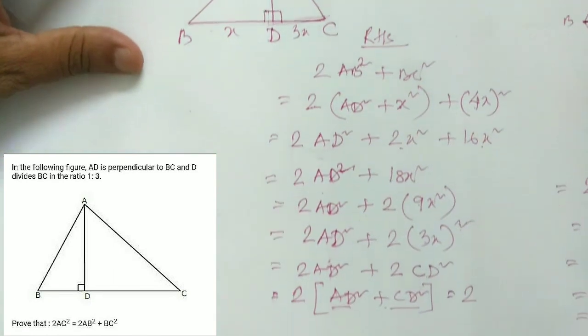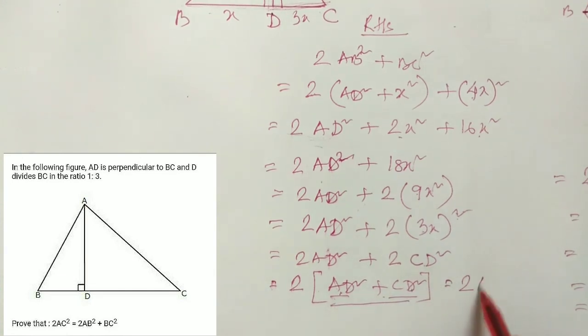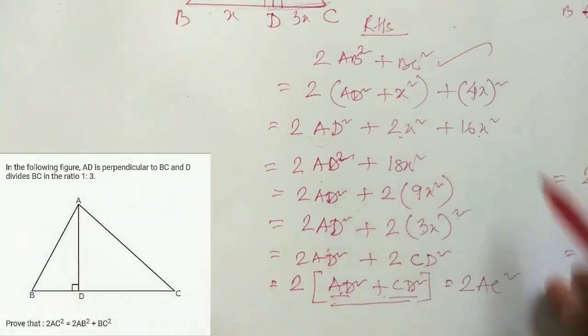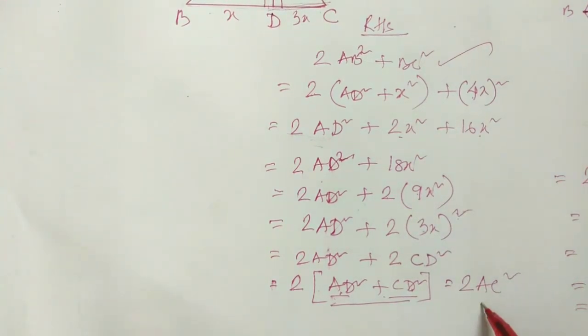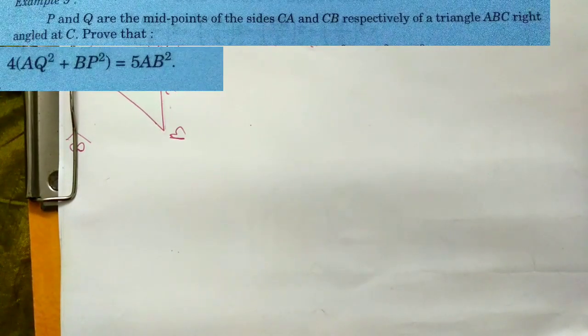So let us write that. AD square plus CD square equal to AC square. So instead of this total, I can write AC square. So we have started from our right hand side and we proved the left hand side. See the next question, which is displaying on your screen.